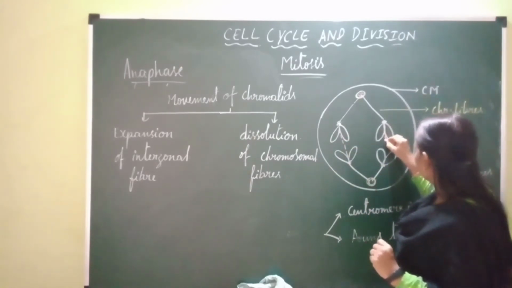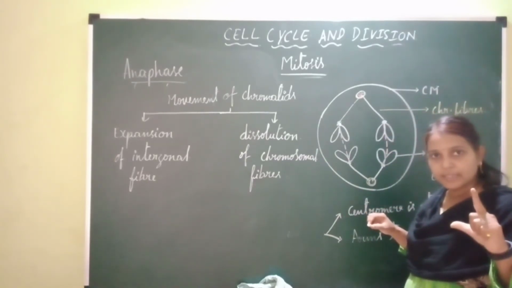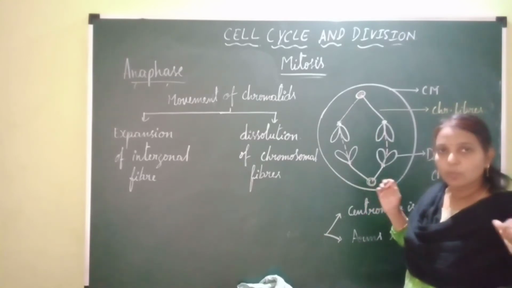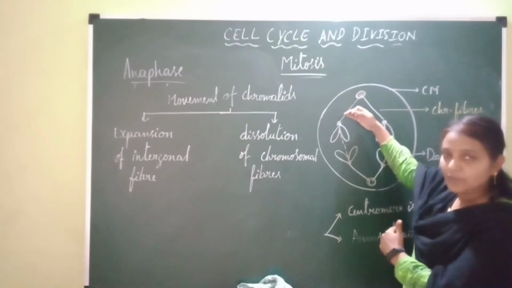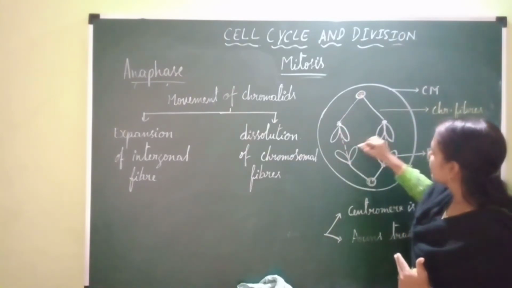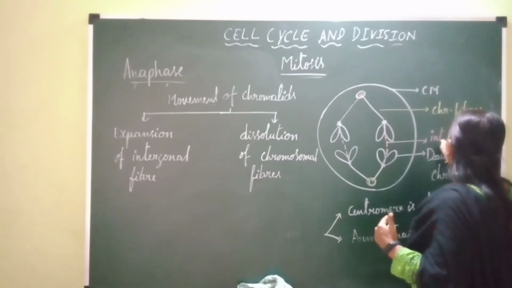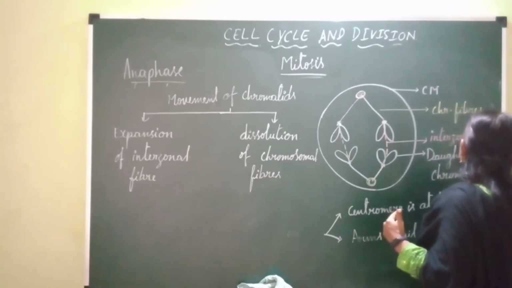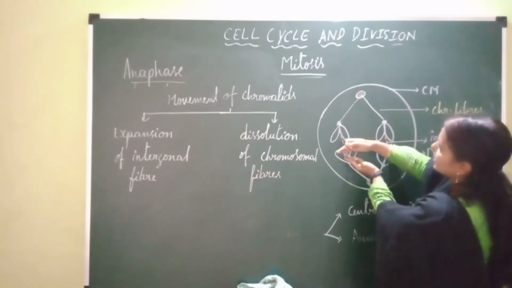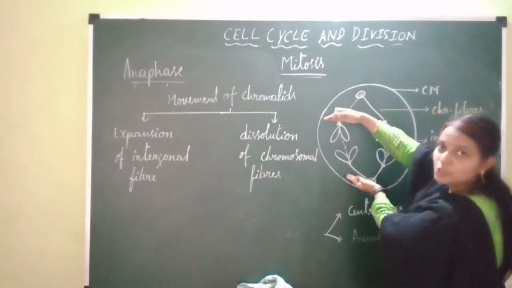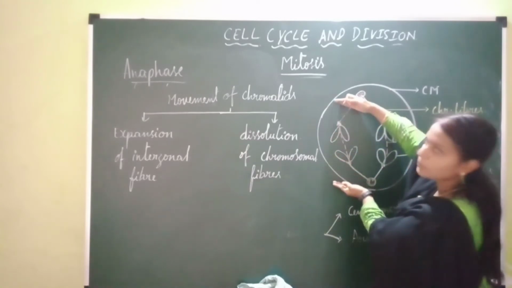After the splitting of the centromere, the chromatids of a chromosome start separating from one another and start moving towards two opposite poles of the cell. When the chromatids separate, interzonal fibers are formed between the chromatids of each chromosome. These are called interzonal fibers. Now these interzonal fibers start expanding. Due to their expansion, the chromatids are pushed towards two opposite poles of the cell.